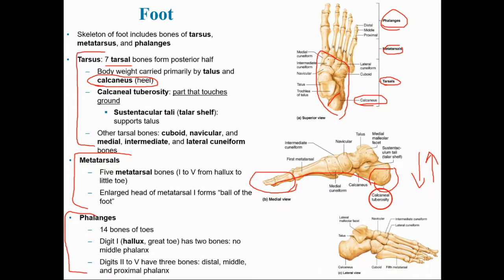These articulate, a row of these articulate distally with the metatarsals, which are five, and are numbered from one to five with no Roman numerals, just like in the hand. And from the hallux to the little toe, they are numbered one to five. And these articulate distally with the phalanges. And again, for the phalanges, we find 14 bones total. For digit one, the hallux, we only have two phalanges, and for the others, we have three. And these are, of course, the proximal, the distal, and in between here is the medial. Same thing. Okay, pretty simple, I guess, to remember.